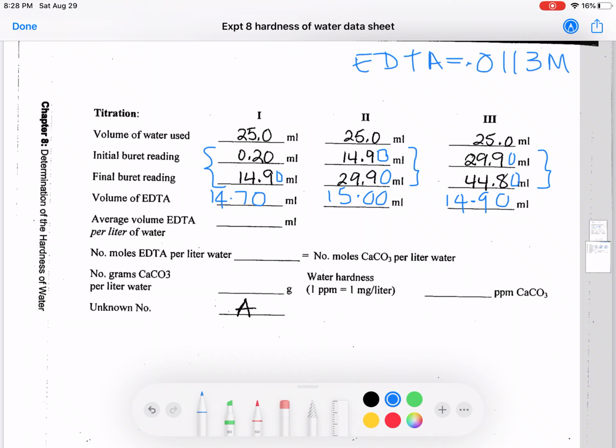What's going to be the average volume of EDTA? The average volume of EDTA for these 3 titrations is going to be 14.7 plus 15 plus 14.9. You add all that and then you divide by 3. You will get a number like 14.866. So we're going to round it up. The average volume is going to be 14.87 milliliters. 14.87 milliliters is going to be the average volume of EDTA.